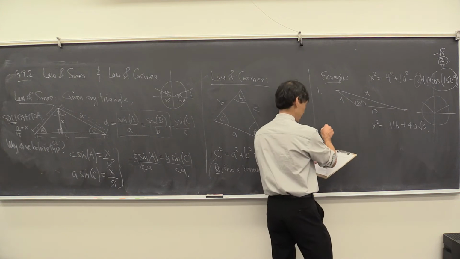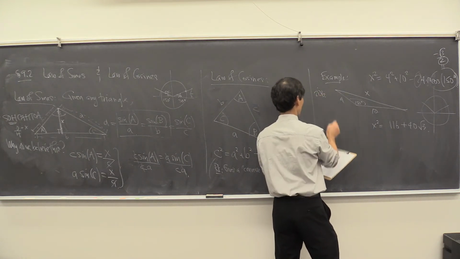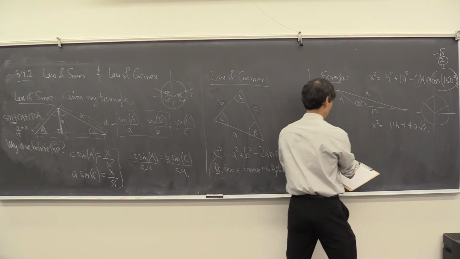Okay, another example. So this was actually 20b from your book. This is 23. Another example.